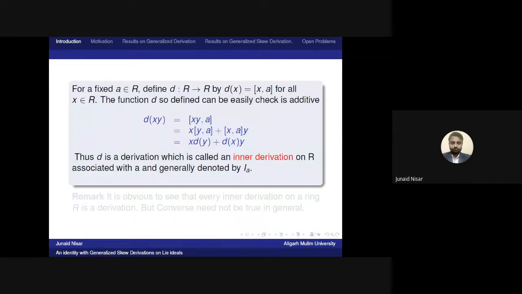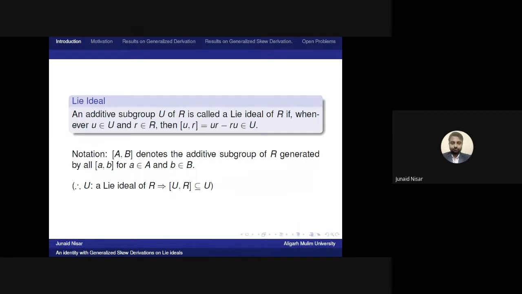Similarly, for a fixed element a belonging to ring R, we define a map D from R, denoted by D(x) = [x, a], which satisfies D(xy) = xD(y) + D(x)y. This derivation is called an inner derivation induced by a fixed element a belonging to R. It is obvious that every inner derivation on a ring R is a derivation, but the converse need not be true in general. Now we define Lie ideal.